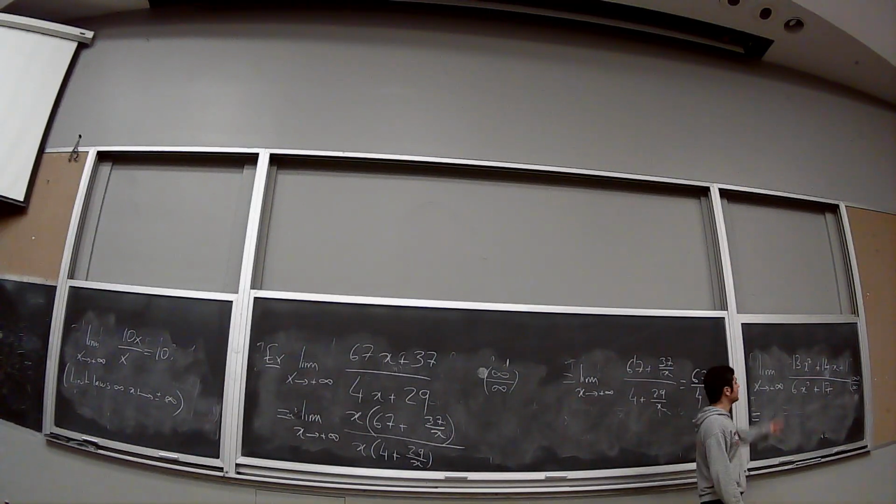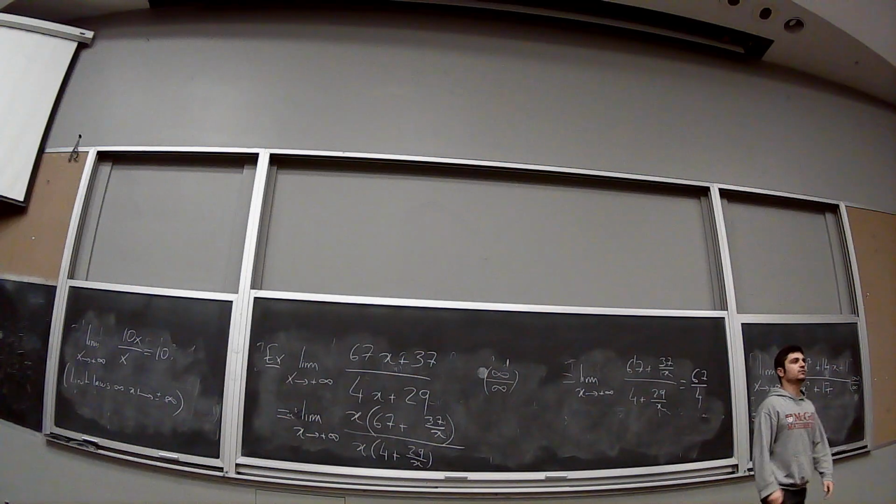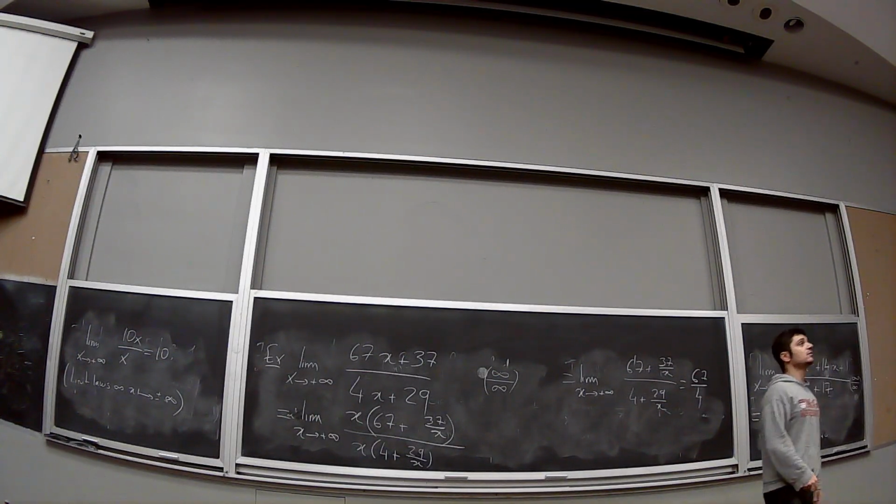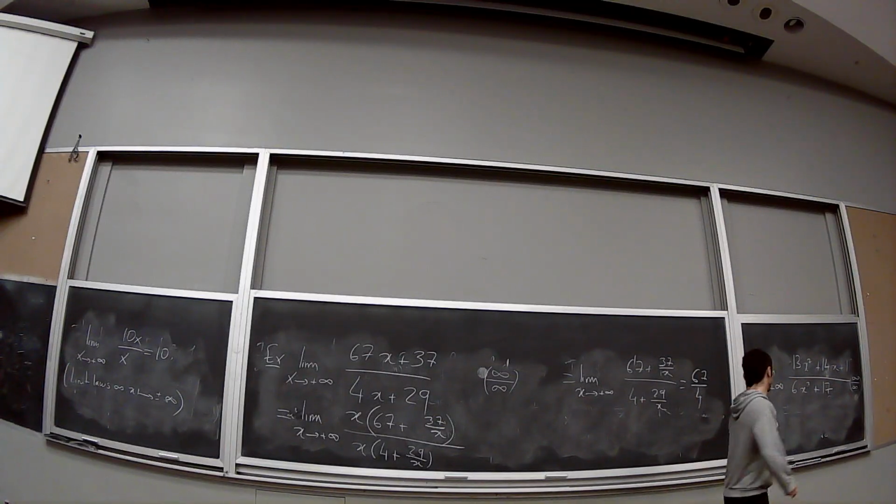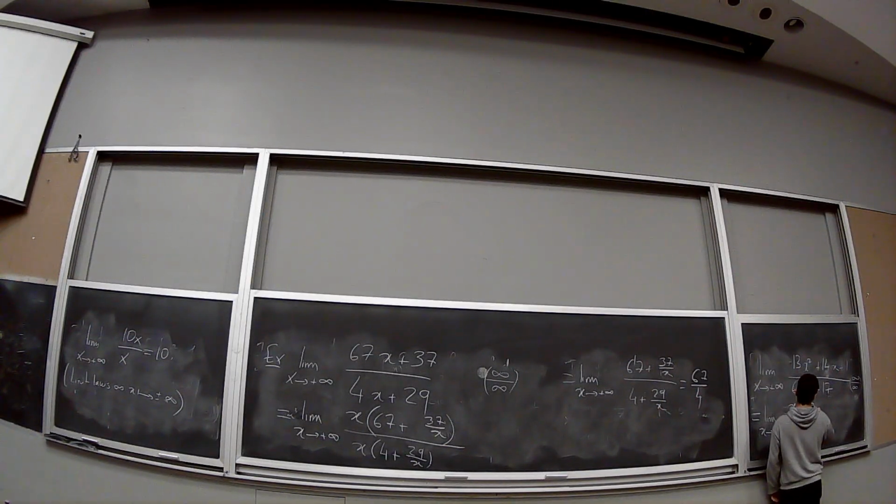Now, what do you expect the dominating power to be in 13x squared plus 14x plus 1? What do you expect the biggest power to be, the one that leads as x goes to infinity? It's the x squared, right? So let me take an x squared out of the top. With x squared out, what am I left with? 13 plus 14 over x plus 1 over x squared.